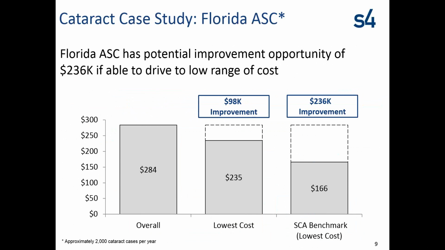When we benchmark that facility against the entire SCA network, where our benchmark cost per cataract case is $166, we can see an opportunity of $236,000 in savings. Since performing this case study, we've now adopted this methodology across about 15 of our largest eye facilities and are on track to save north of $1 million across SCA. Next slide, please.